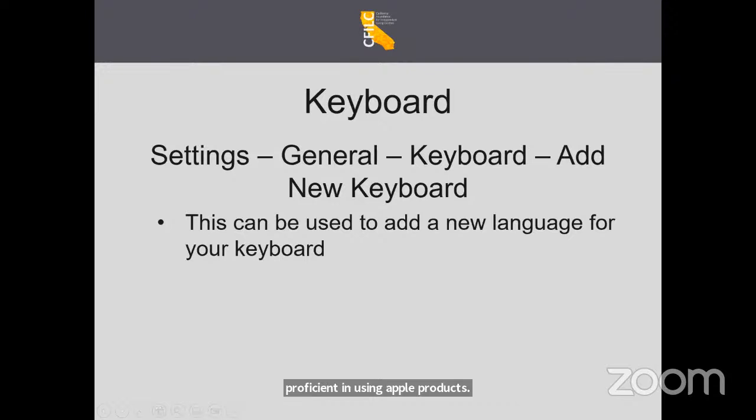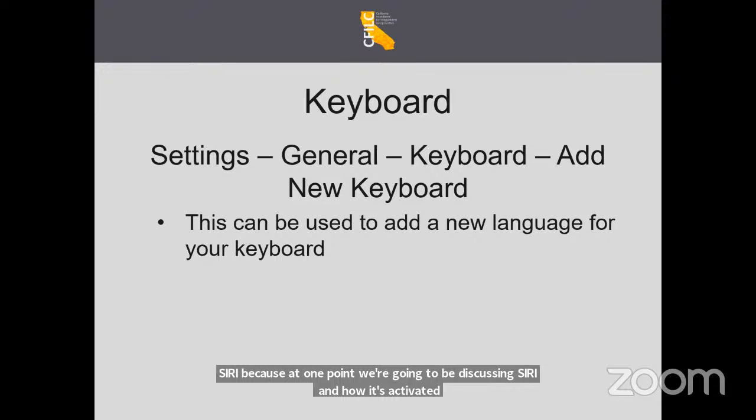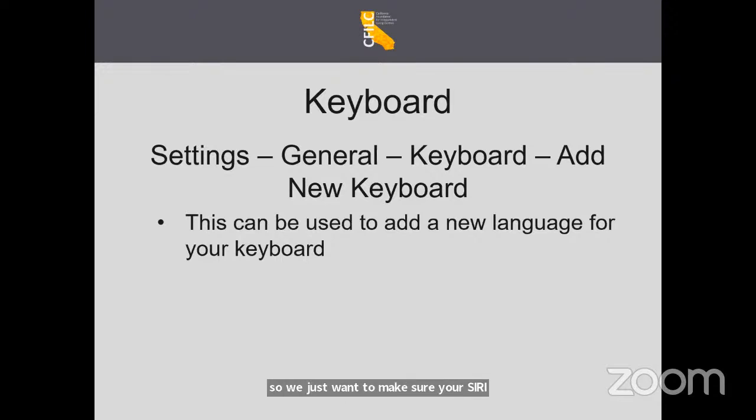For keyboard, to have access to keyboard, you will first go to settings, then move into general, third go into keyboard before ending with add new keyboard. This can be used to add a new language for your keyboard. More often than not, if you are multilingual, you want more than one language.